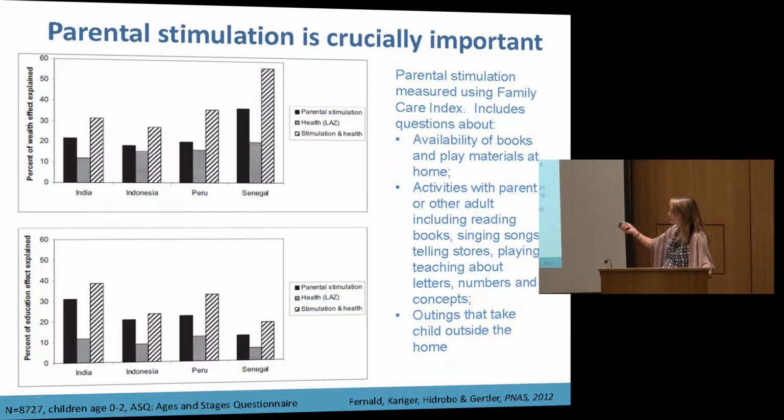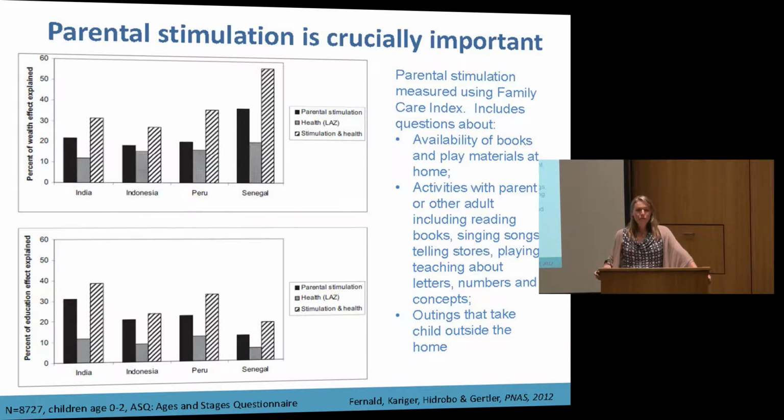You see the wealth effect being explained on the top graph, and then the education effect being explained on the bottom. These numbers are the highest in Senegal, where we're explaining almost 60% of the variation, of the association between wealth and child development outcomes, explained with these 6 simple questions about book and play materials at home and whether or not the child was, not whether they were stunted or not, but what their length for age Z-score is. We explained less of the education effect by our parenting stimulation variable and our health variable.